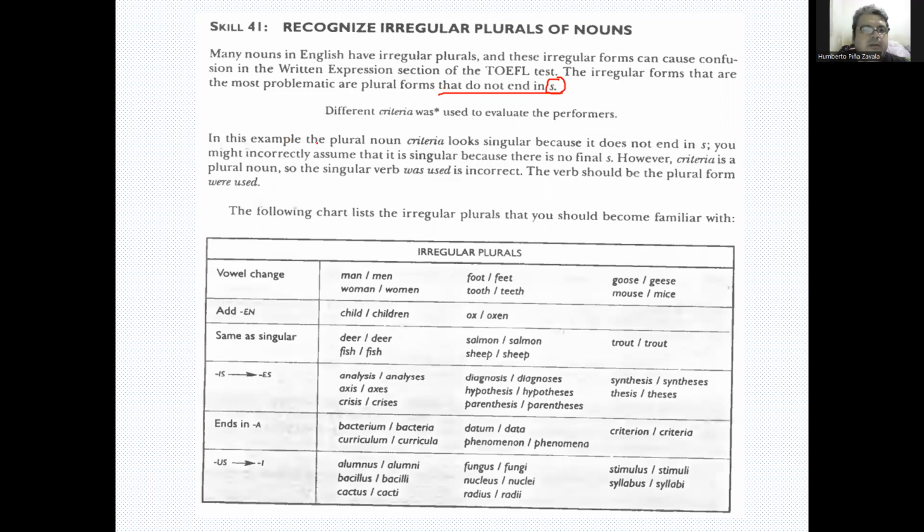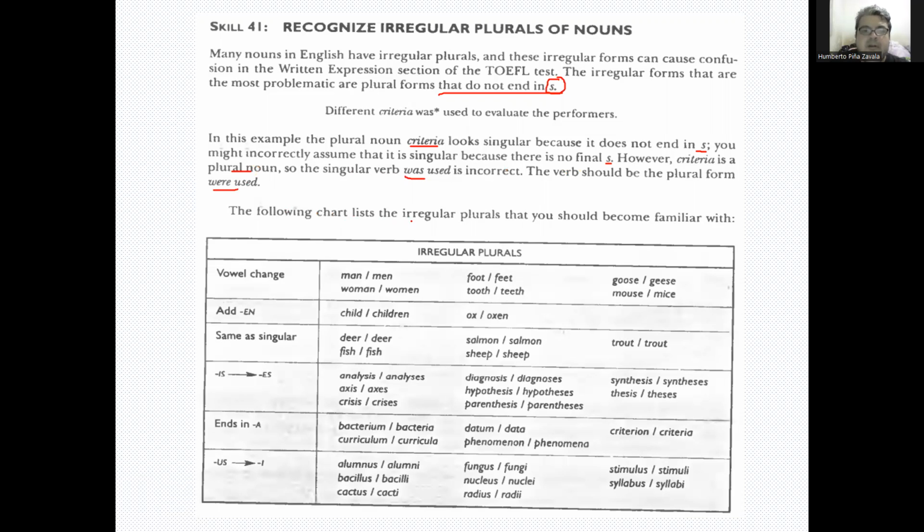For example, here: different criteria was used to evaluate the performers. In this example, the plural noun criteria looks singular because it does not end in an s. You might incorrectly assume that it is singular because there is no final s. However, criteria is a plural noun. So the singular verb was used is incorrect. The verb should be the plural were.